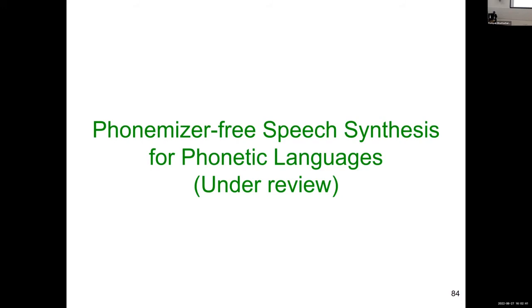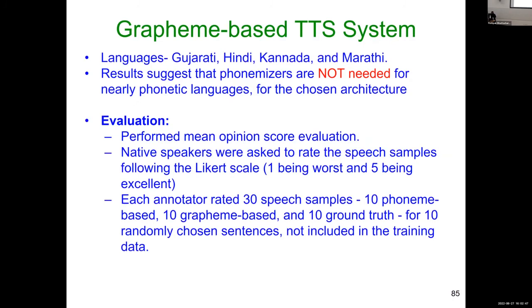This is phonemizer-free speech synthesis for phonetic languages. So we call this a grapheme-based TTS system, text-to-speech system. The reason for working on text-to-speech is that we are a part of a large Indian national activity on speech-to-speech machine translation. So we investigated 4 languages here: Gujarati, Hindi, Kannada, and Marathi. Kannada is from the Dravidian family, which is spoken in South India, and Gujarati, Hindi, and Marathi are from North India. Marathi is interesting because Marathi has influence from South Indian languages.